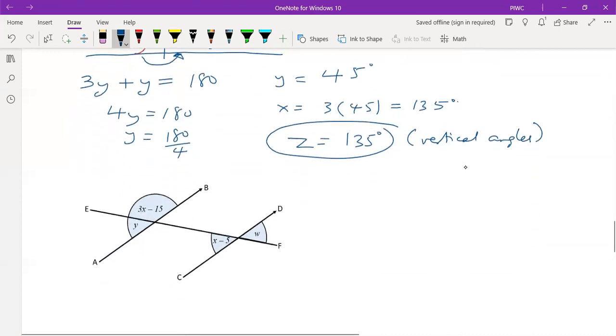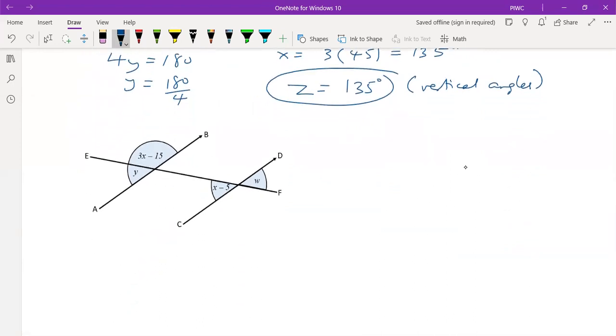Now let's try another problem here. We want to find all the missing angles, x, y, and then w. Now, so let's see the approach we can use in this question.